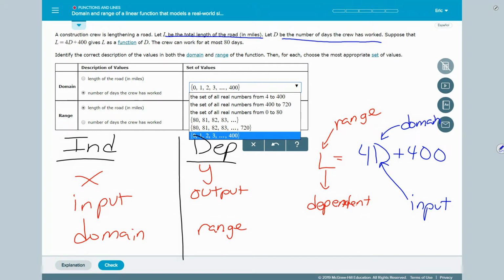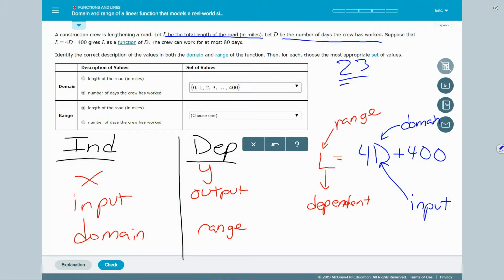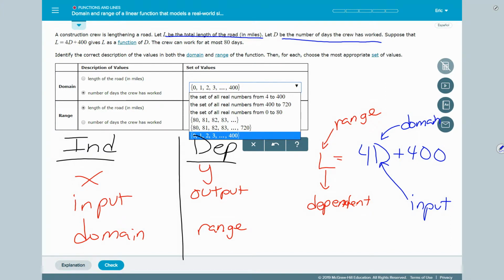All three of those options in the bottom are incorrect because you can work a fraction of a day. You don't have to work a full 24 hours to the dot. You can work 23 hours, which is just 23 over 24ths of a day, and so on and so forth. So the bracket answers are not the appropriate set of values for the number of days the crew has worked.